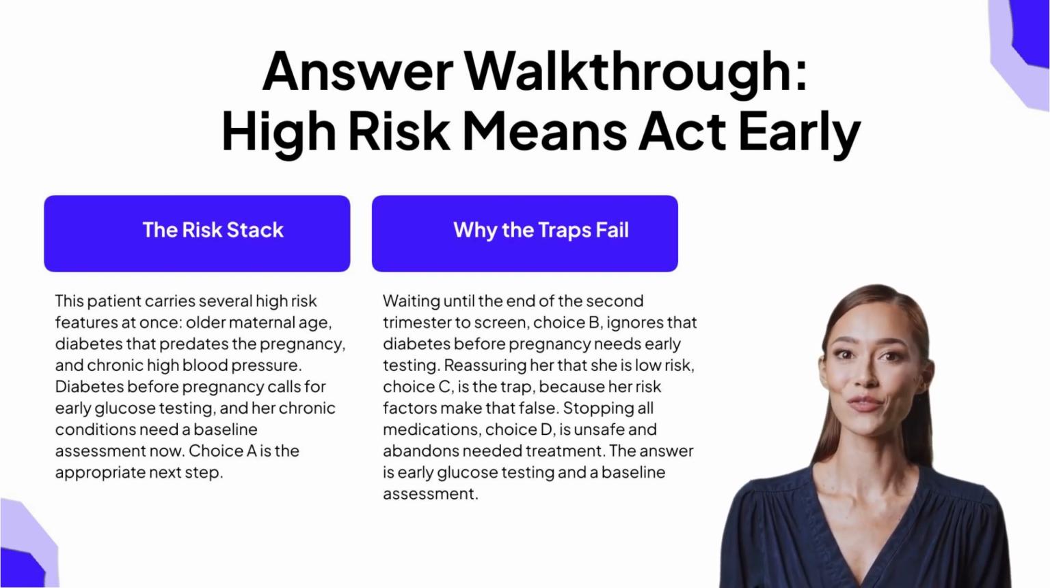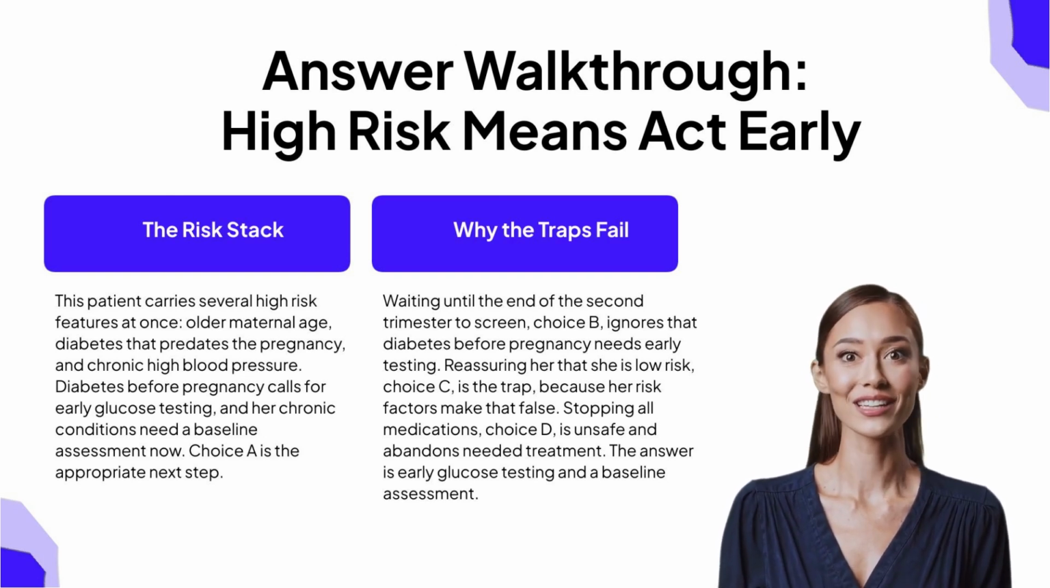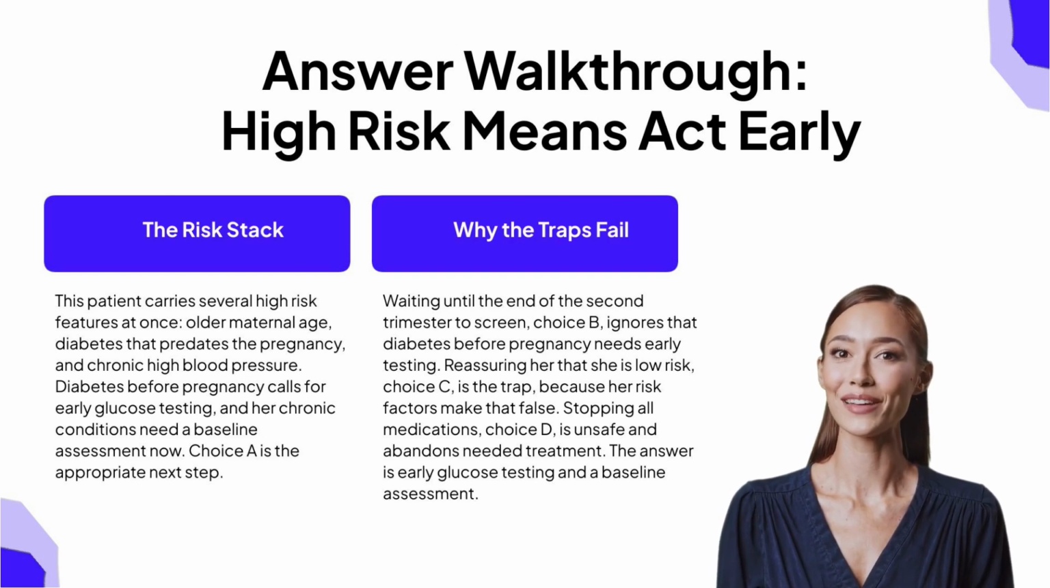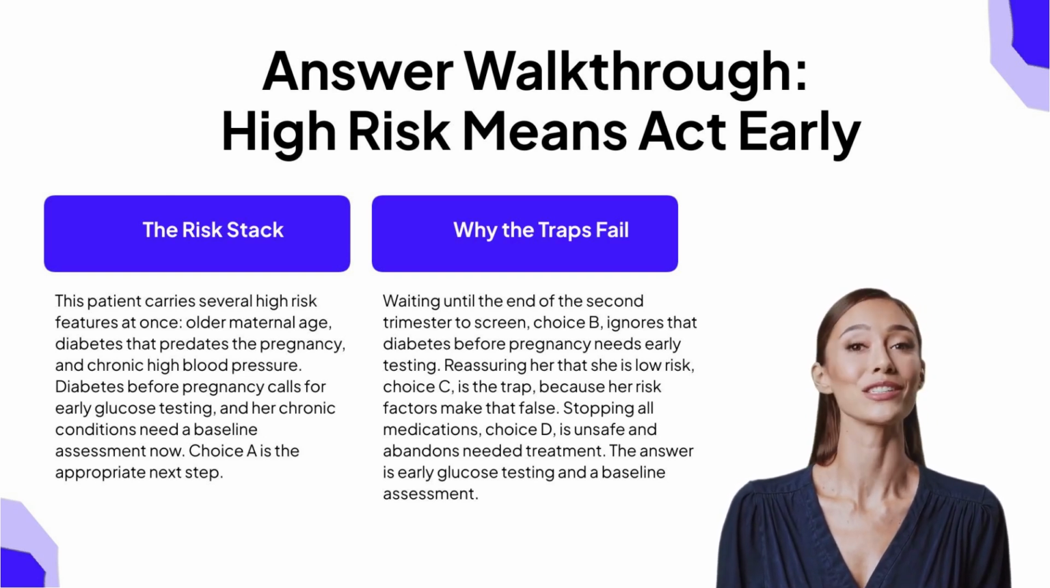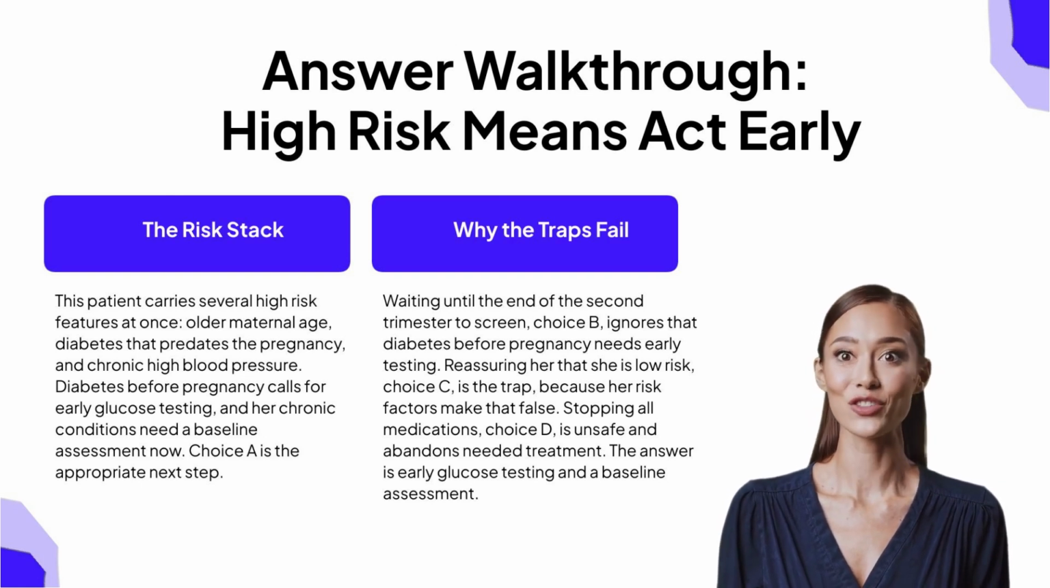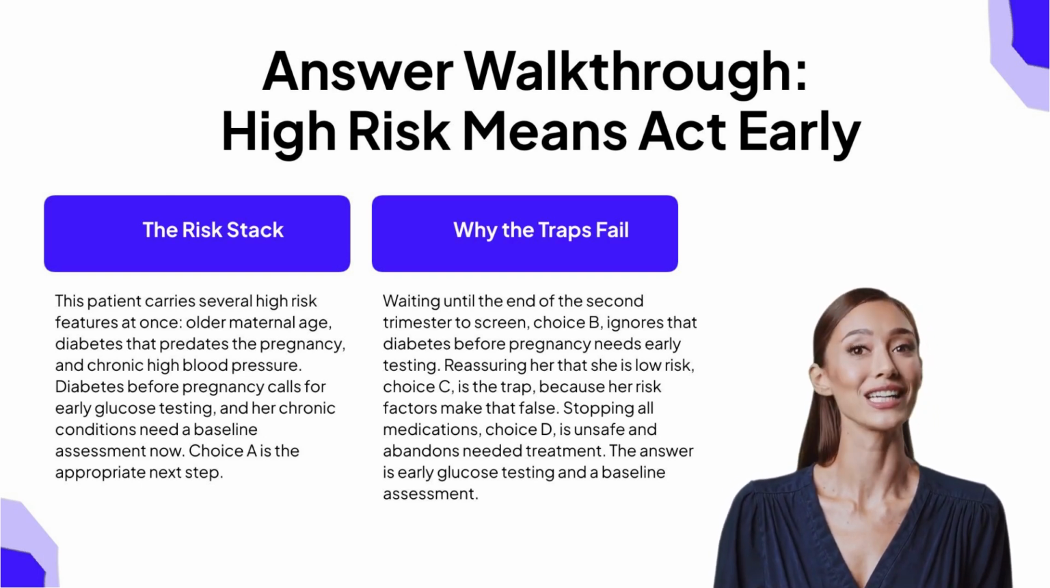Now the key distinction between the wrong choices. Choice B, waiting until the end of the second trimester to screen, ignores the rule that pre-existing diabetes needs early testing. Choice C, reassuring her that she is low risk, is the central trap of the question, because her risk factors make that statement simply false, and this is the reassurance answer that would have been correct only for a low-risk patient. Choice D, stopping all of her medications, is unsafe and abandons treatment she needs. The correct answer is early glucose testing and a baseline assessment for her chronic conditions.